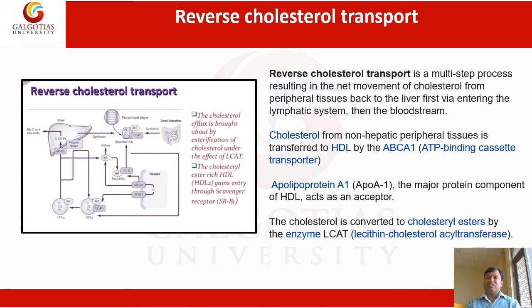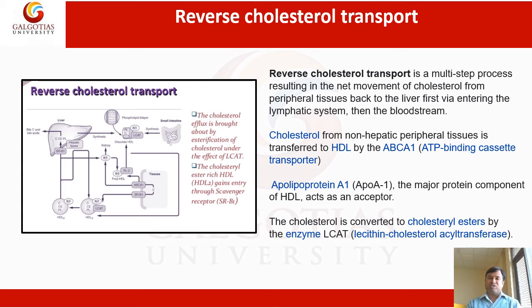So now come to reverse cholesterol transport. It is a multi-step process resulting in the net movement of cholesterol from peripheral tissue back to the liver, first by entering the lymphatic vessels and then the blood vessels. First, cholesterol from the non-hepatic peripheral tissue is transferred to HDL by the ABCA1 protein, that is ATP binding cassette transporter. In the figure you can see here, this is ABCA1.